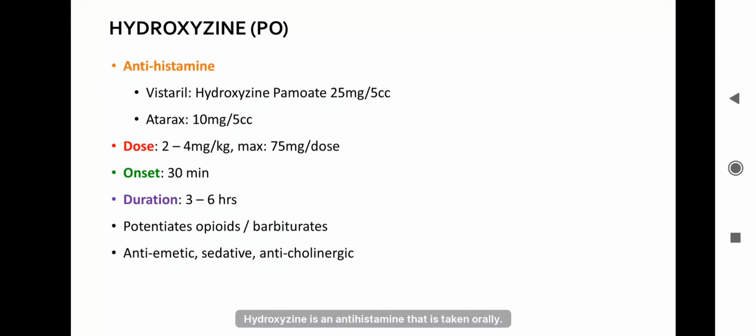Hydroxyzine is an antihistamine that is taken orally. It is usually used to provide anxiolysis, but can be used in combination with other agents to provide moderate sedation.